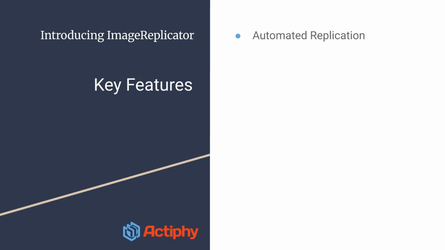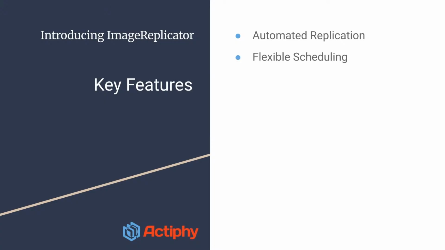ImageReplicator eliminates manual file copying by running configured jobs automatically on your schedule. This automation ensures consistent backups, reduces missed or human errors, and enables IT staff to focus on other tasks.